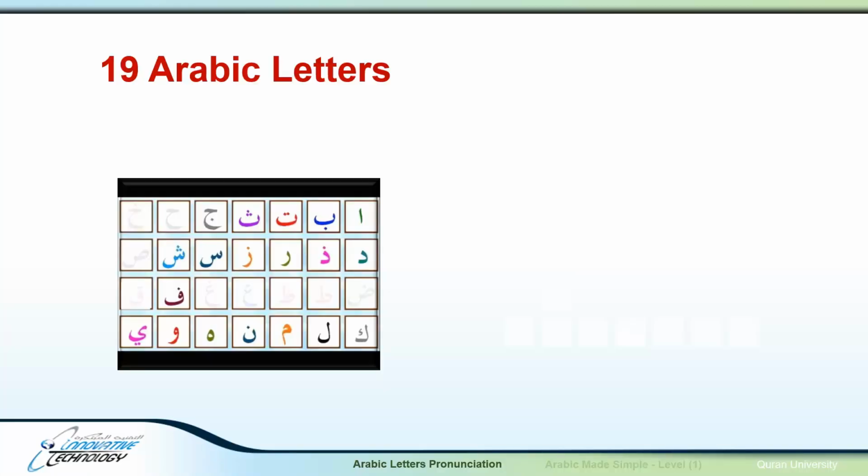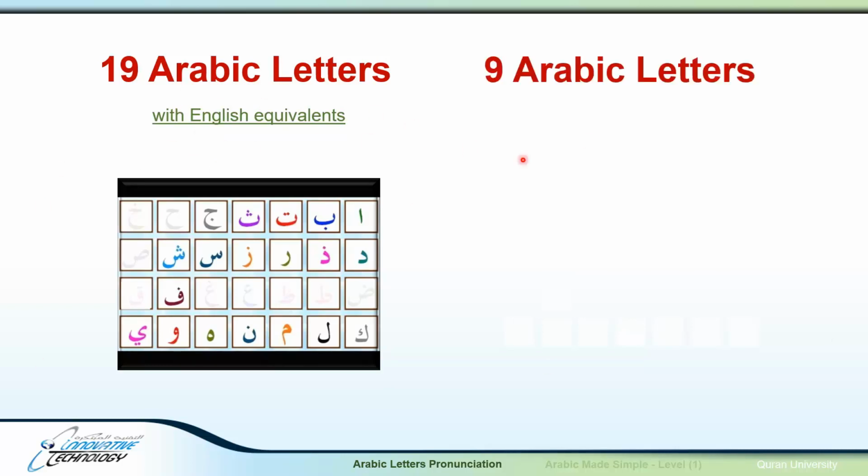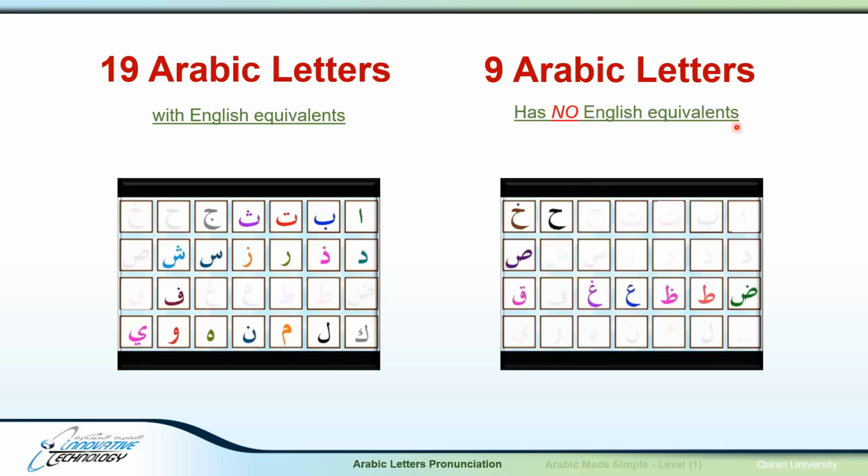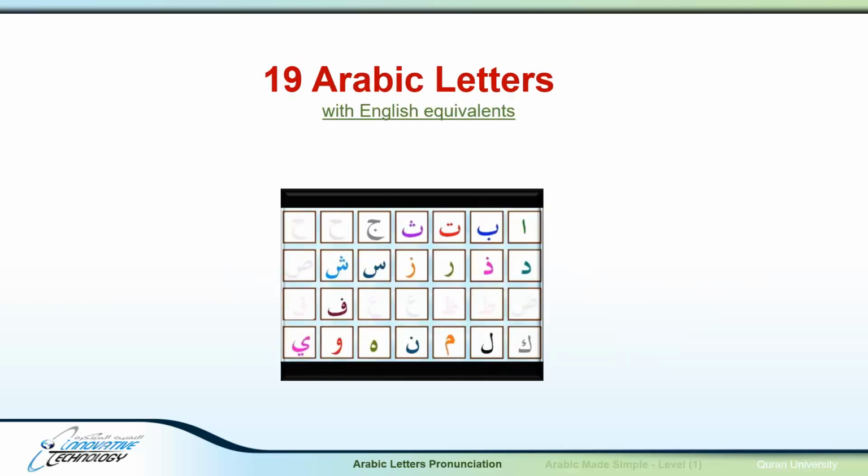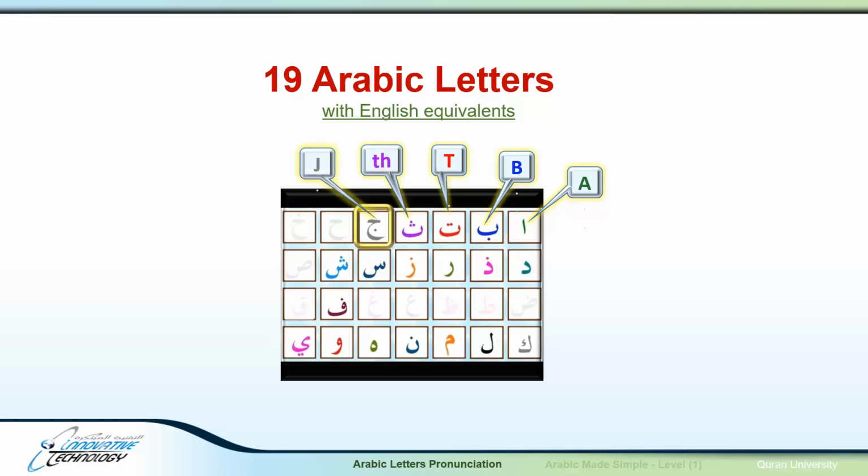We've mentioned earlier that there are 19 Arabic letters that have English equivalents, and these are the ones. And that there are another 9 Arabic letters with no English equivalents. Till now, we have covered the Arabic letters that have English counterparts. We have learned that the alif is equivalent to the A, and the ba is equivalent to the B, the ta is equivalent to the T, and the tha is equivalent to a combination of the T and H, and the jim equivalent to J or G, and the dal is equivalent to D.